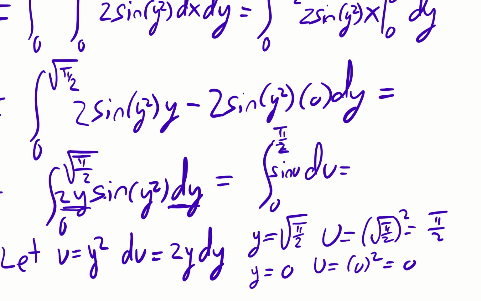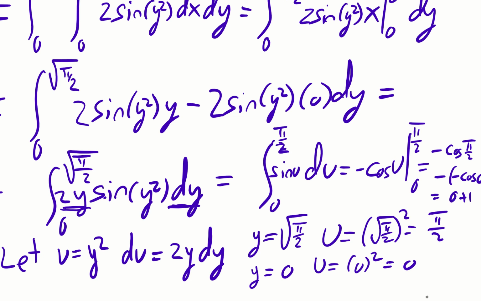The antiderivative of the sine is the negative cosine of u, evaluated from 0 to pi over 2, which is the negative cosine of pi over 2 minus the negative cosine of 0, which is going to be 0 plus 1, which is 1.